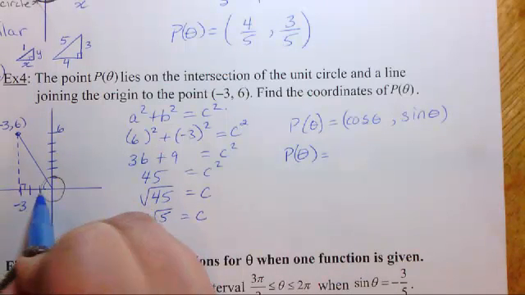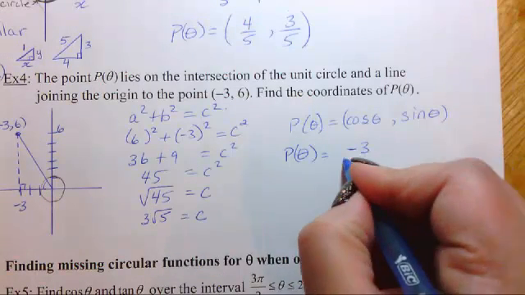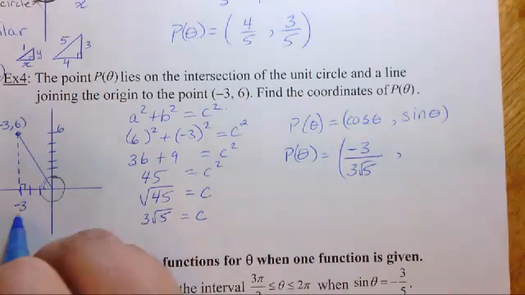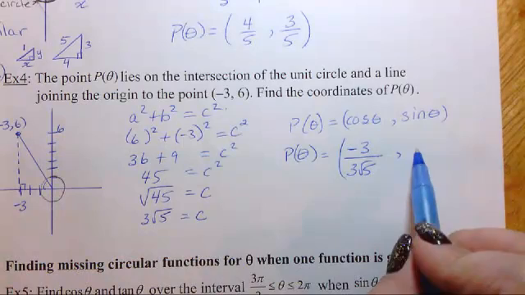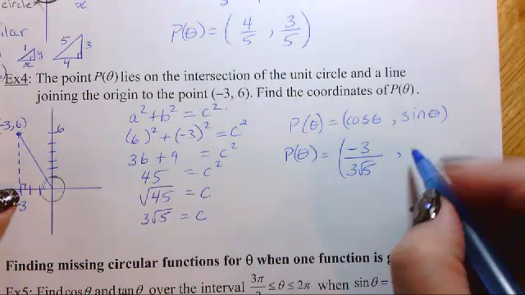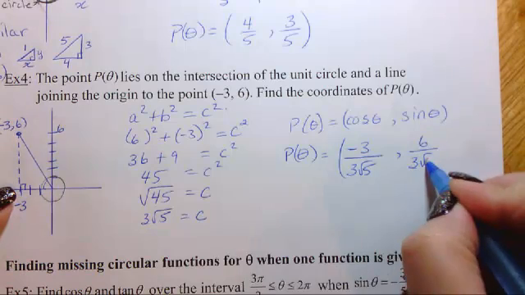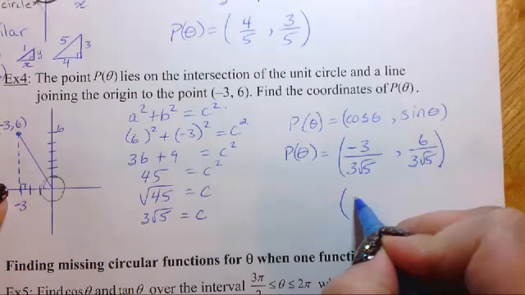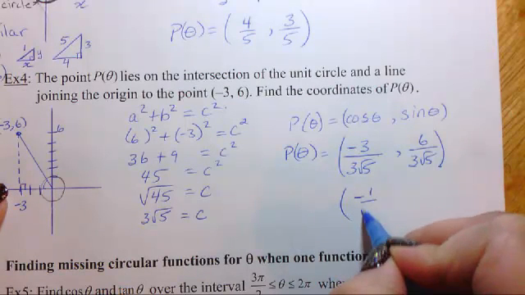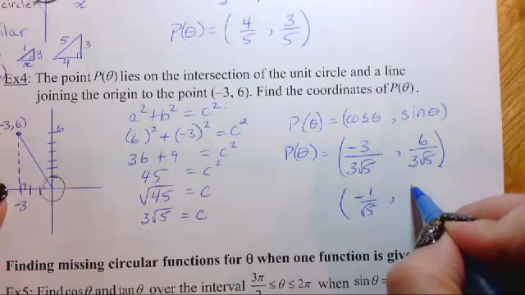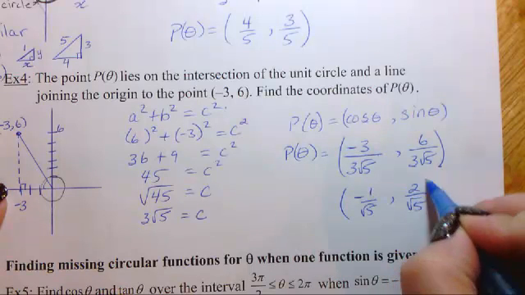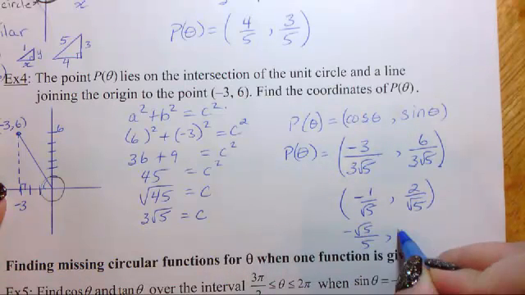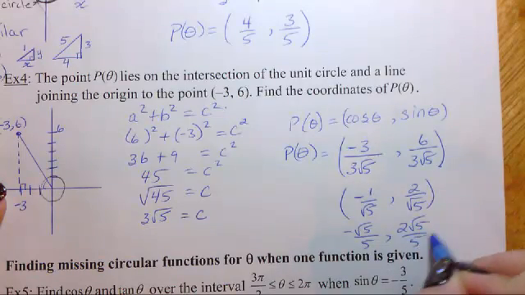So what's my adjacent? My adjacent is going to be the -3, and my hypotenuse is 3√5, and my opposite is going to be my 6. So that's 6 over 3√5. So I can reduce it one step further and write -1 over √5, 2 over √5, and if I want to rationalize it, then I'd have -√5 over 5 and 2√5 over 5.